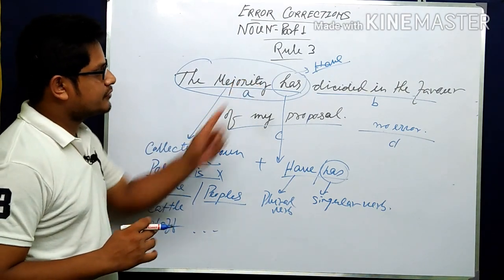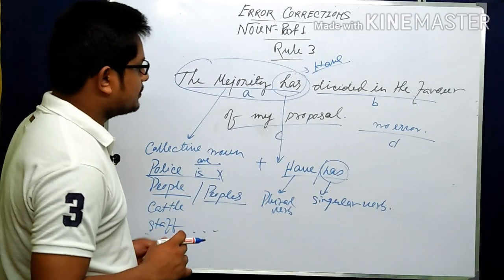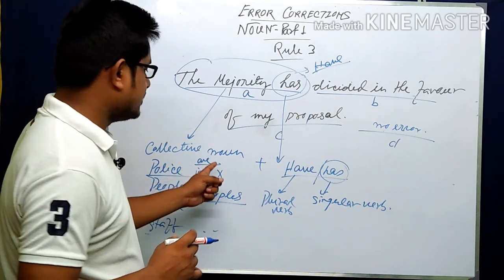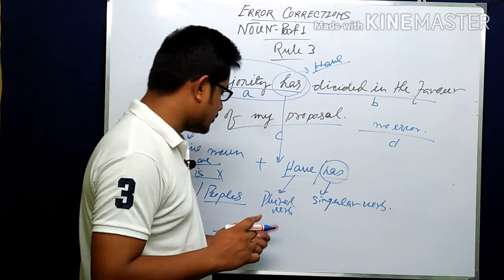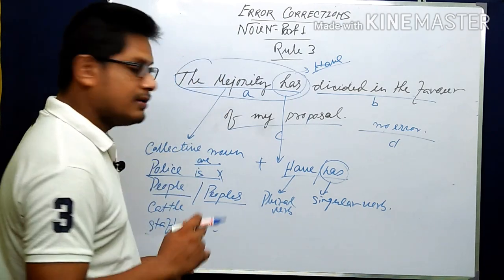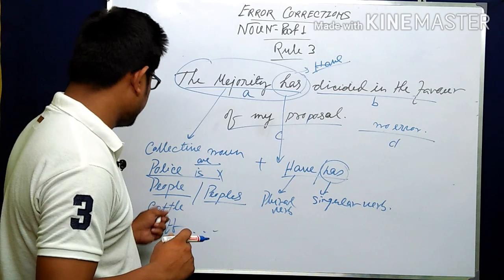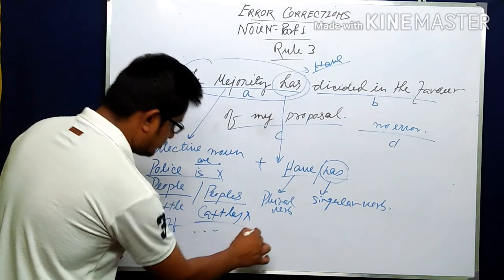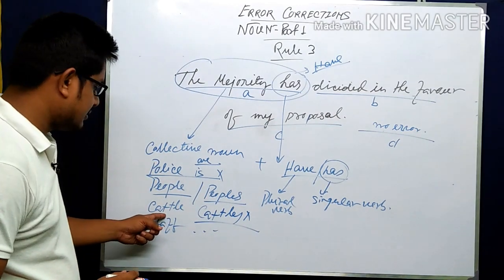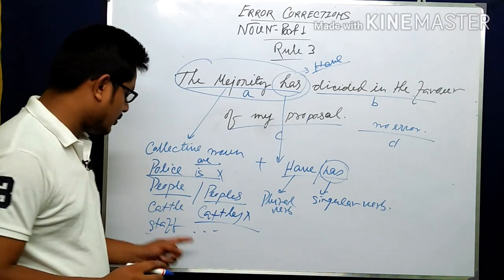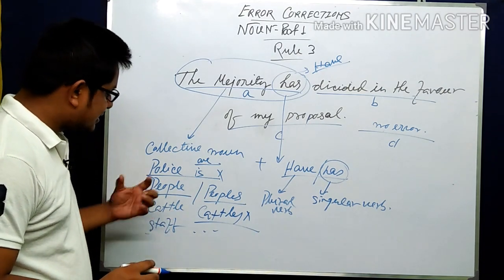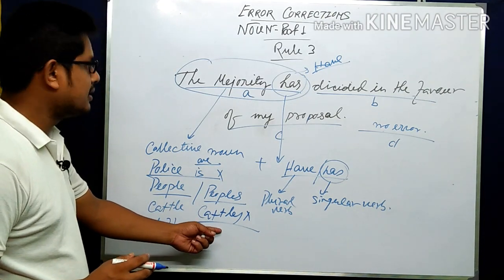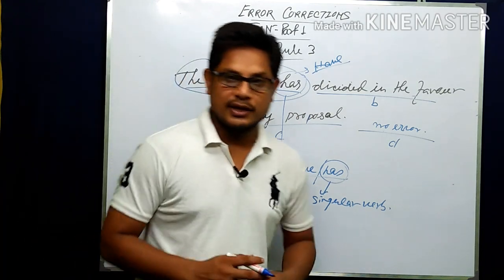So now rule number 3 is very clear. We are not supposed to use the singular verb or singular form of the verb with these collective nouns. You are always supposed to use a plural verb. But at the same time, mind one thing: you cannot write "cattles." This is wrong. You have to use "cattle." Stuff, stuffs, no, only stuff. Cattle is itself plural. You don't need to use cattles. It is wrong. Clear? So this is all about rule number 3.